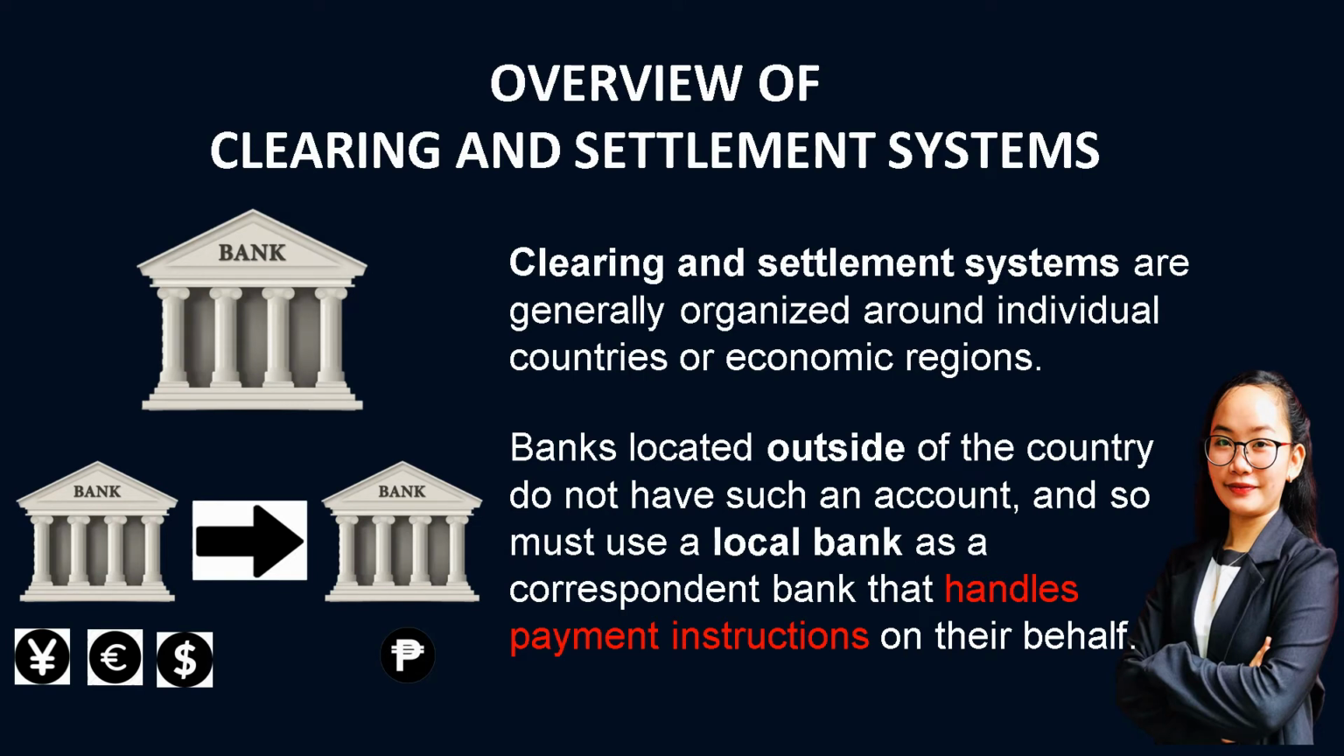Clearing and settlement systems are generally organized around individual countries or economic regions. Banks located within these areas can have an account with a local clearing and settlement institution, so settlement takes place between the accounts of the banks held at the clearing institution. Banks located outside of these areas do not have such an account, and so must use a local bank as a correspondent bank that handles payment instructions on their behalf.